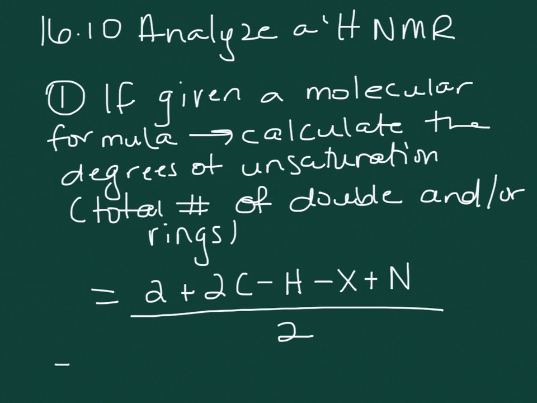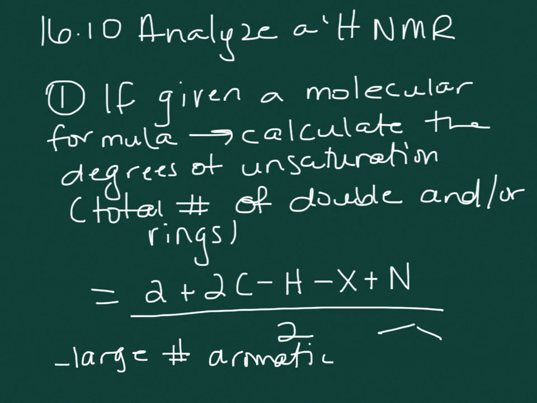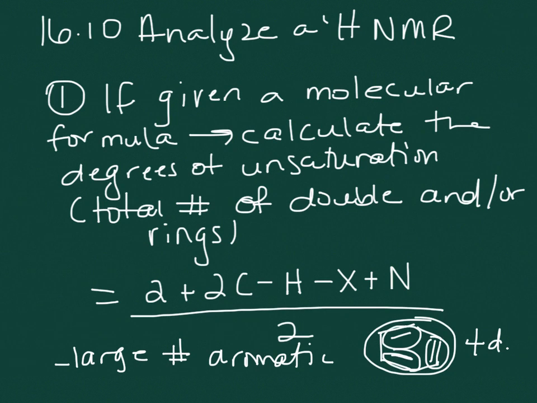Typically, when you have a large number, there's an aromatic ring, because if you look at an aromatic ring, you have 4 degrees of unsaturation right there: 1 ring and 3 double bonds.